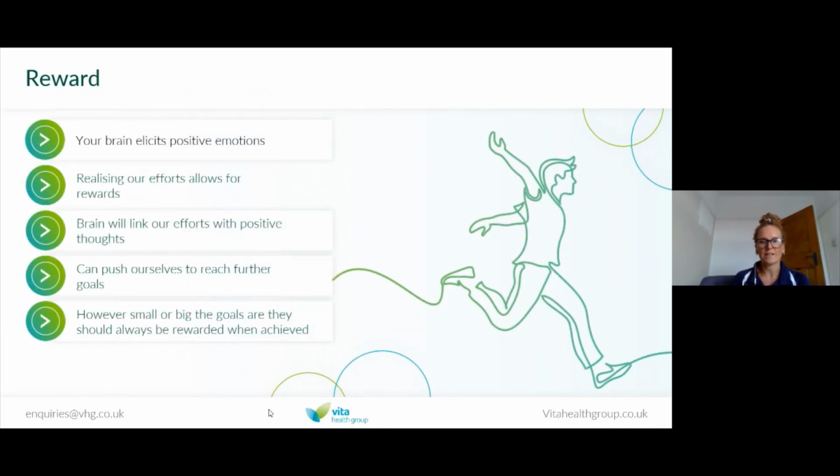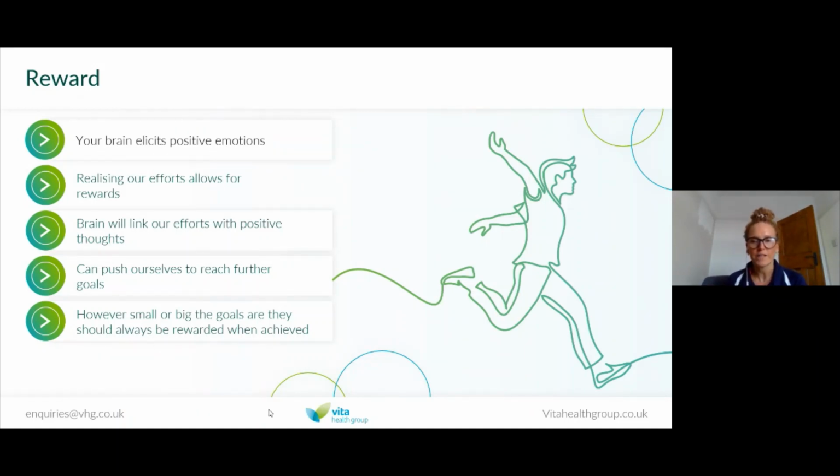Okay, reward then. When we have a reward for something, your brain has positive emotions, releasing our efforts to allow for rewards. The brain will link our efforts with positive thoughts. It can push ourselves to reach further goals. And however small or big the goals are, they should always be rewarded when achieved.